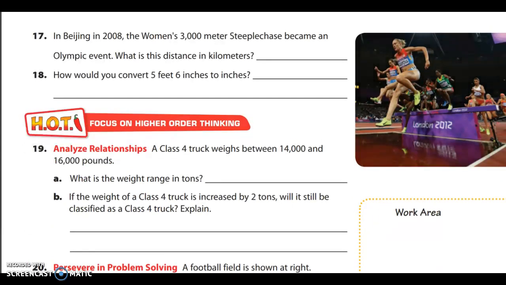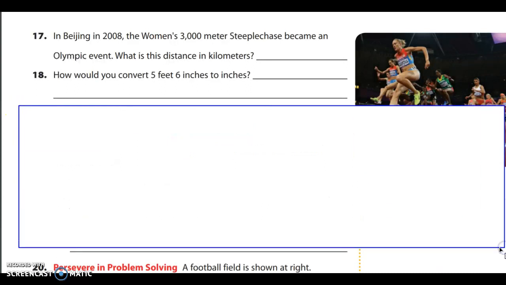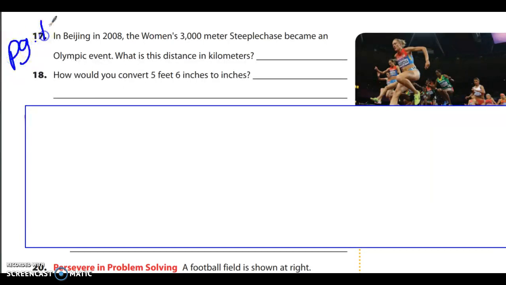Probably get a little whiteboard here. We'll see. We might have time for 3 more. We'll see. Number 17. This is at the top of page 190, actually. All right, number 17. In Beijing in 2008, the women's 3,000-meter steeplechase became an Olympic event. What is this distance in kilometers?